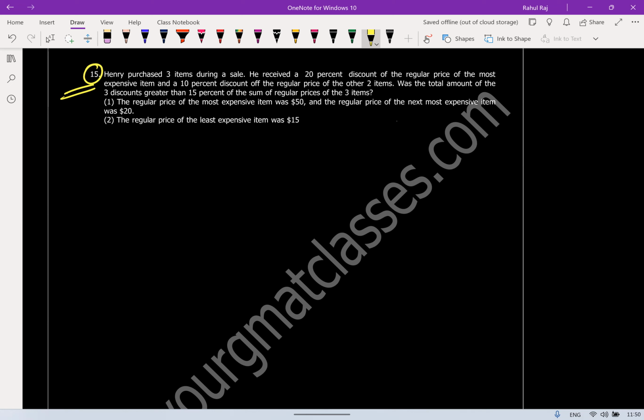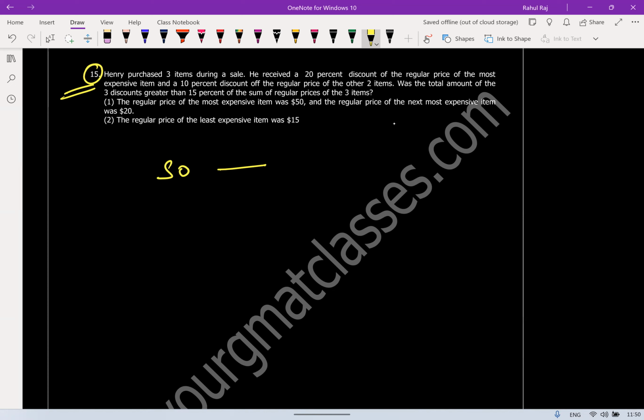Let's say Henry purchased 3 items during the sale. He received a 20% discount on the regular price of the most expensive item and a 10% discount on the regular price of the other 2 items. Was the total of the three discounts greater than 15% of the sum of the regular prices of the 3 items? So the regular price of the most expensive item was 50 according to option number 1.